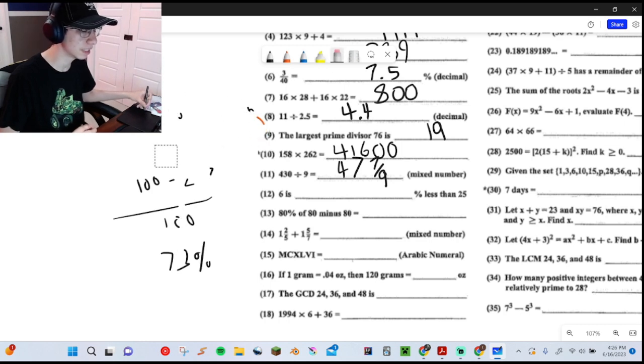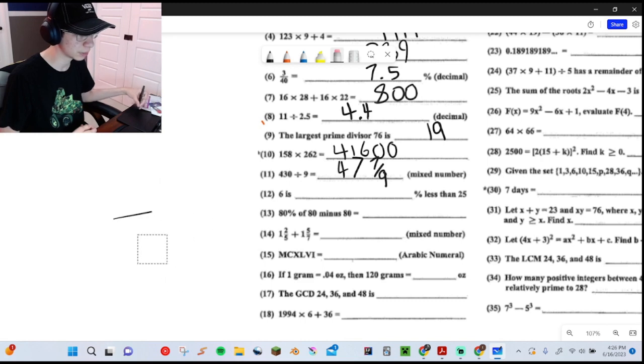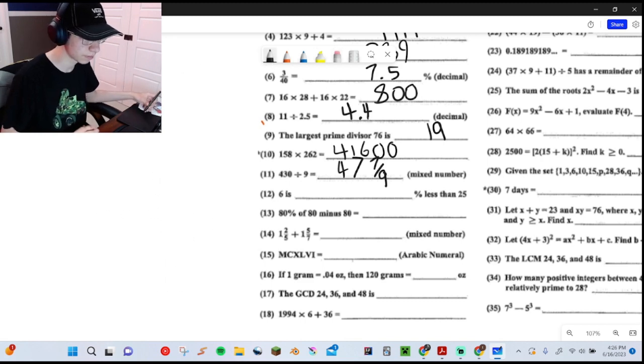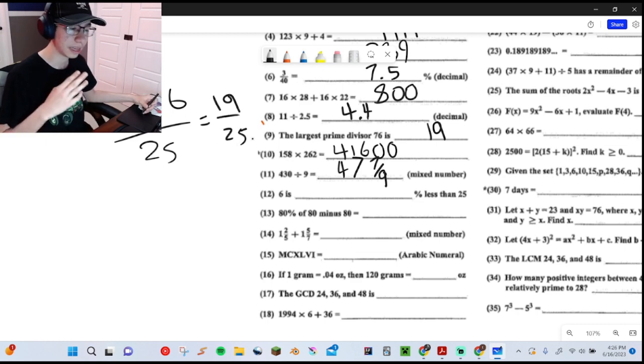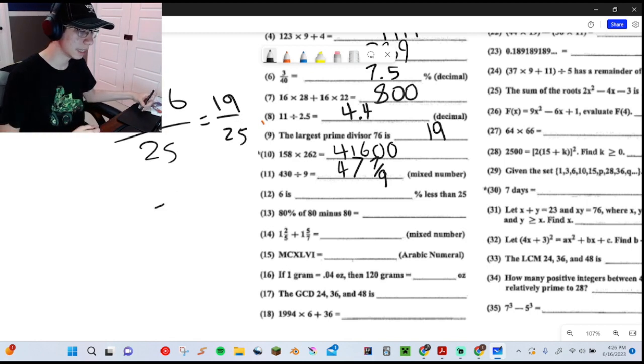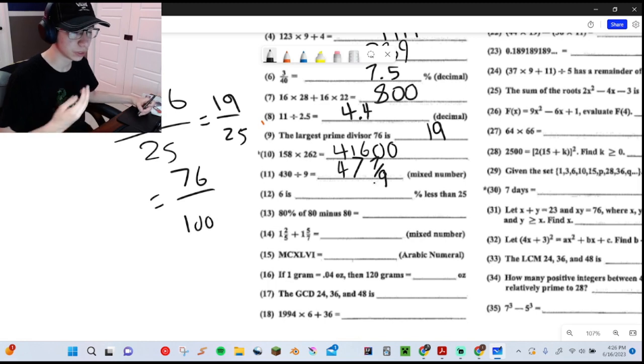Question 12 says 6 is blank percent less than 25. So I'm going to do 25 minus 6 over 25. That gives me 19 over 25, and that is just going to be the same thing as 76 over 100, so 76%.